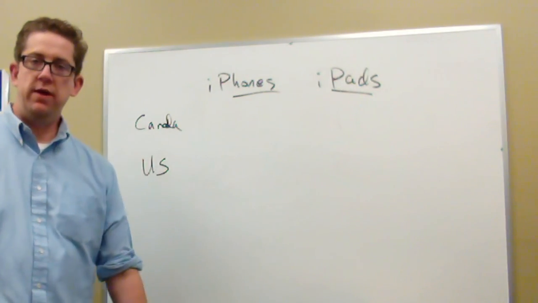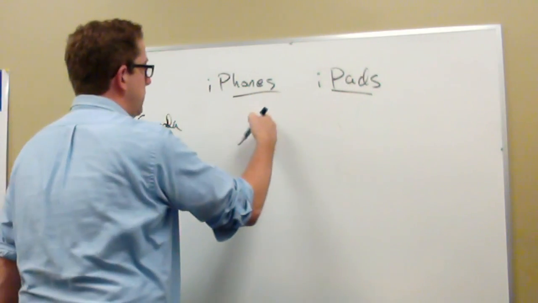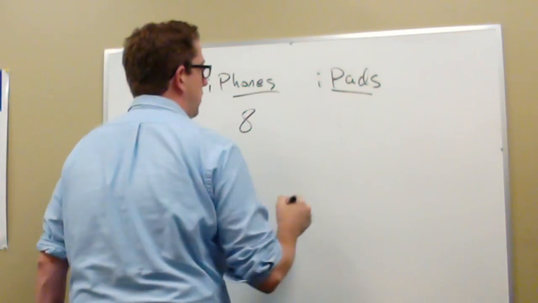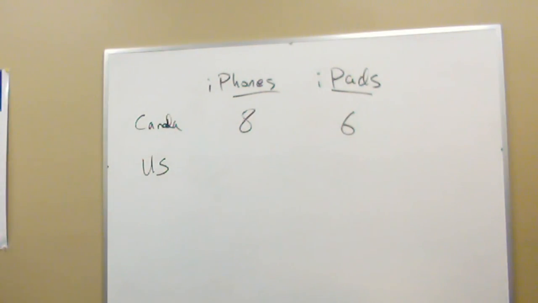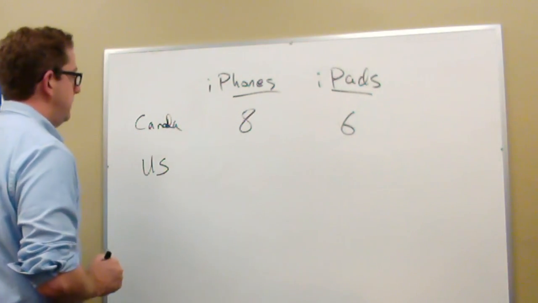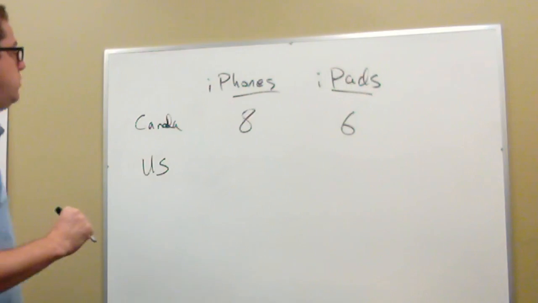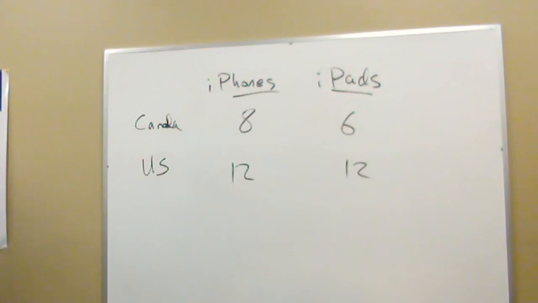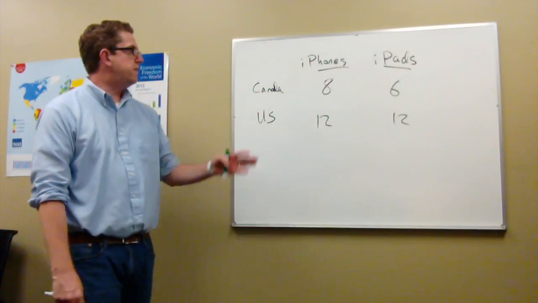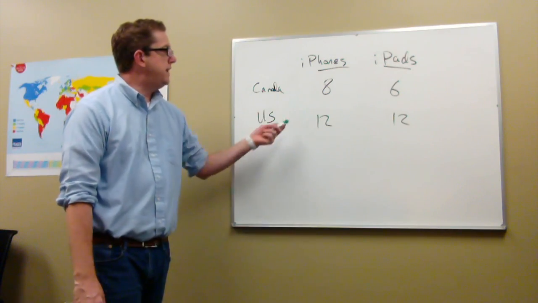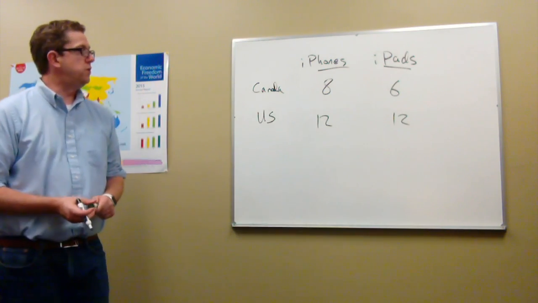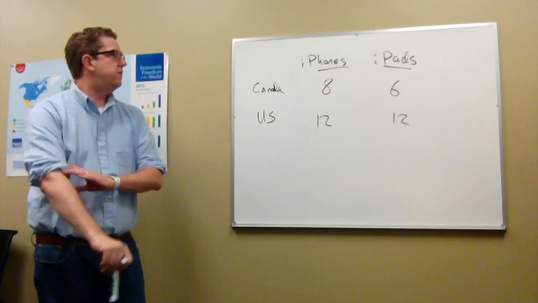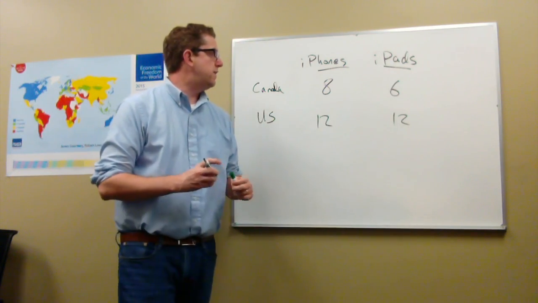In a 24-hour period, suppose that Canadians could produce 8 iPhones or 6 iPads. Americans, on the other hand, could produce 12 iPhones or 12 iPads. So if it takes, say, 3 hours to produce an iPhone in Canada, then in a 24-hour period, Canadians could produce 8 iPhones. If it takes 4 hours to produce an iPad, then in a 24-hour period, Canadians could produce 6 iPads.